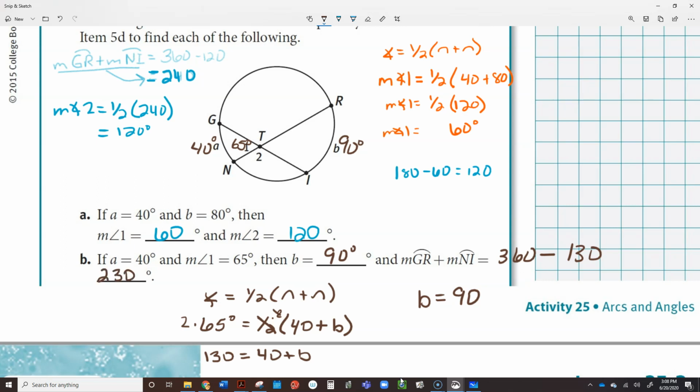230. So GR plus NI is equal to 230. Okay, let's go to part C and D.